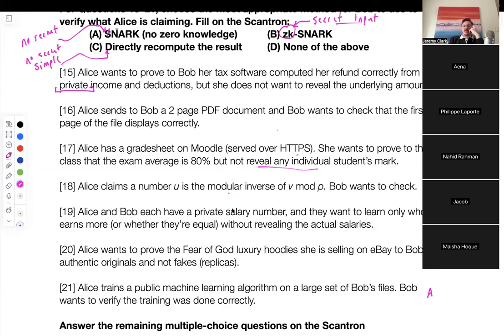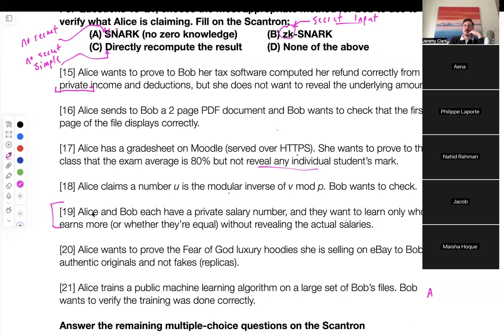Alice and Bob have a private salary number, and they want to learn who earns more or whether they're equal without revealing the actual salaries. Okay. This is something that sounds very close to what a ZK snark would provide. Okay. We have a secret input, which is a salary, and we want to learn a fact about it. But the subtle difference here is that we have two secret inputs. So Alice has her secret input, and Bob has his secret input.